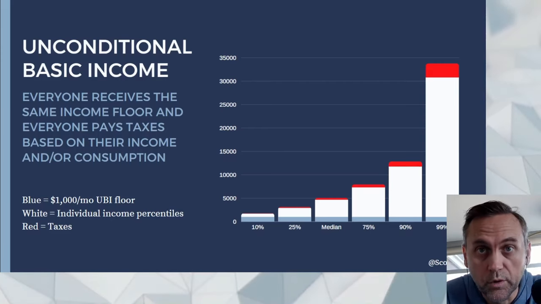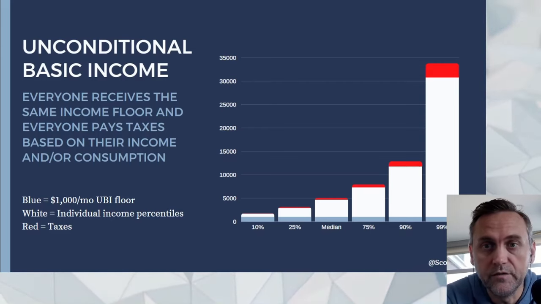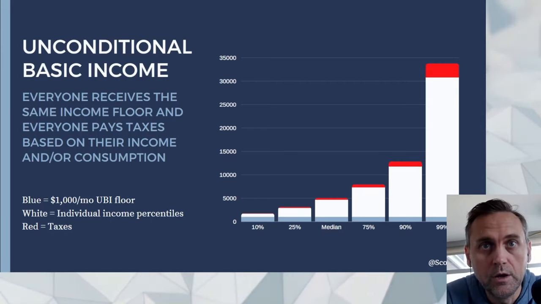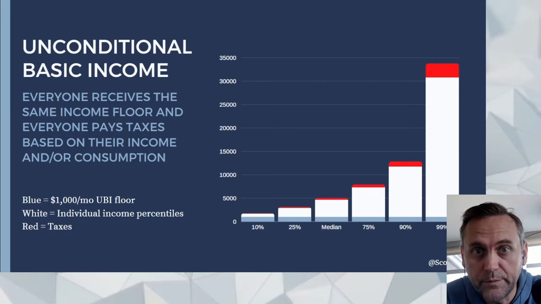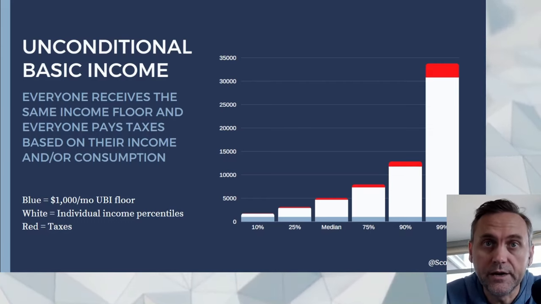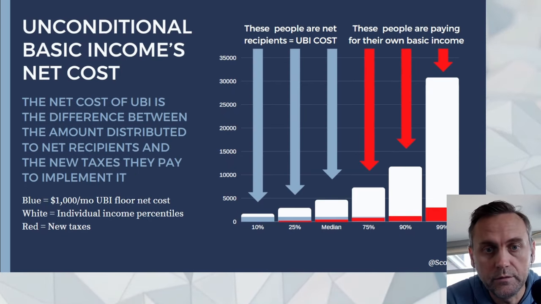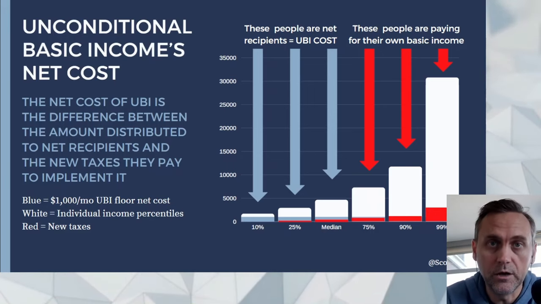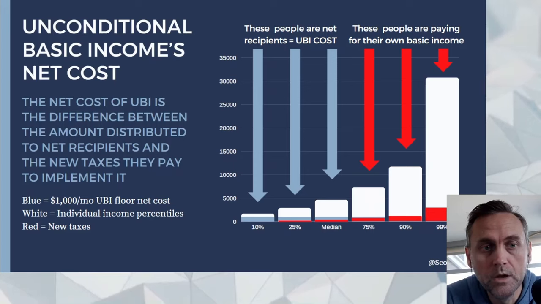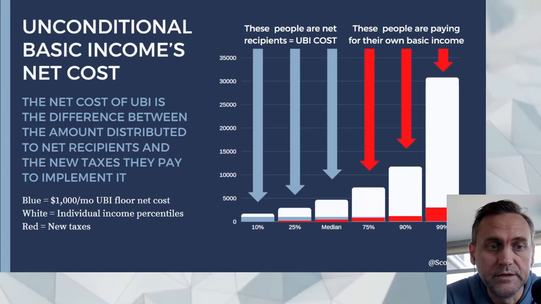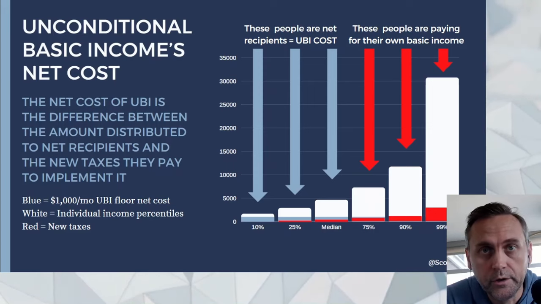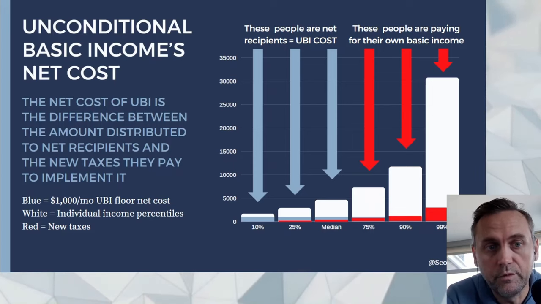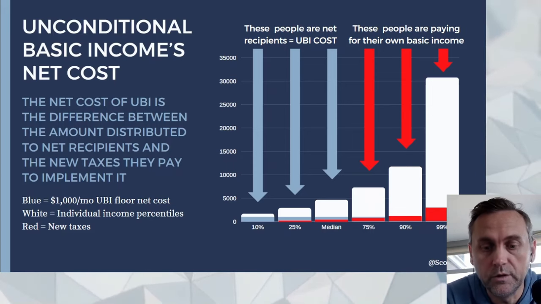So that's important to understand for the cost of basic income. The cost of basic income is not just the amount of basic income multiplied by the total number of recipients. It is the net cost, which is the difference between the basic income and the amount of new tax that someone's paying across the entire population. So the way that works out, just depending on design, is it's usually somewhere around a third of the gross cost is the net cost of basic income. And that net cost is what the actual cost is.